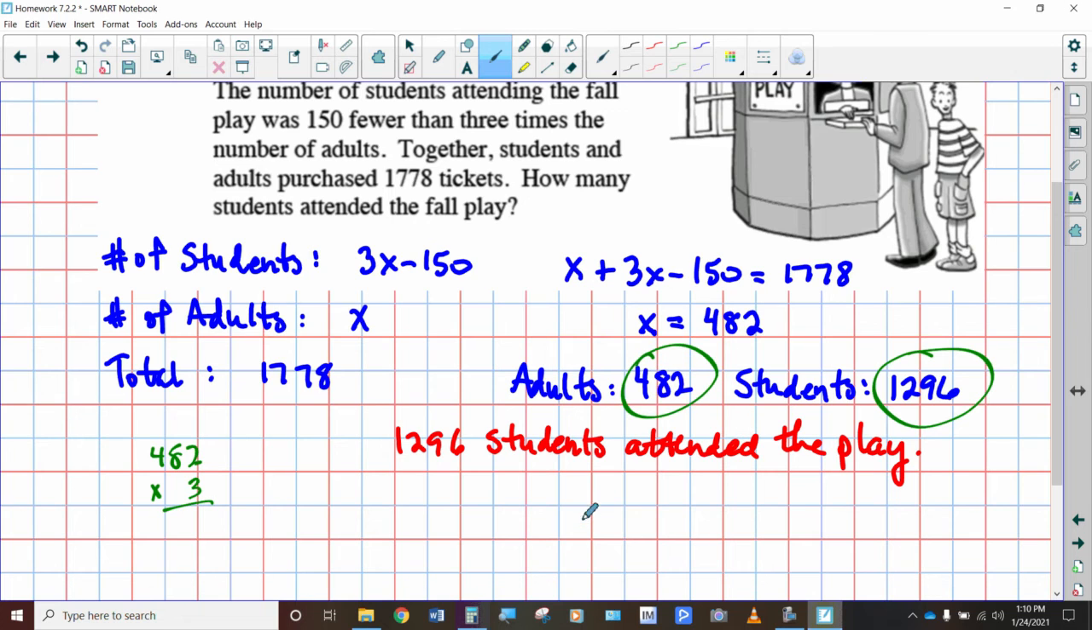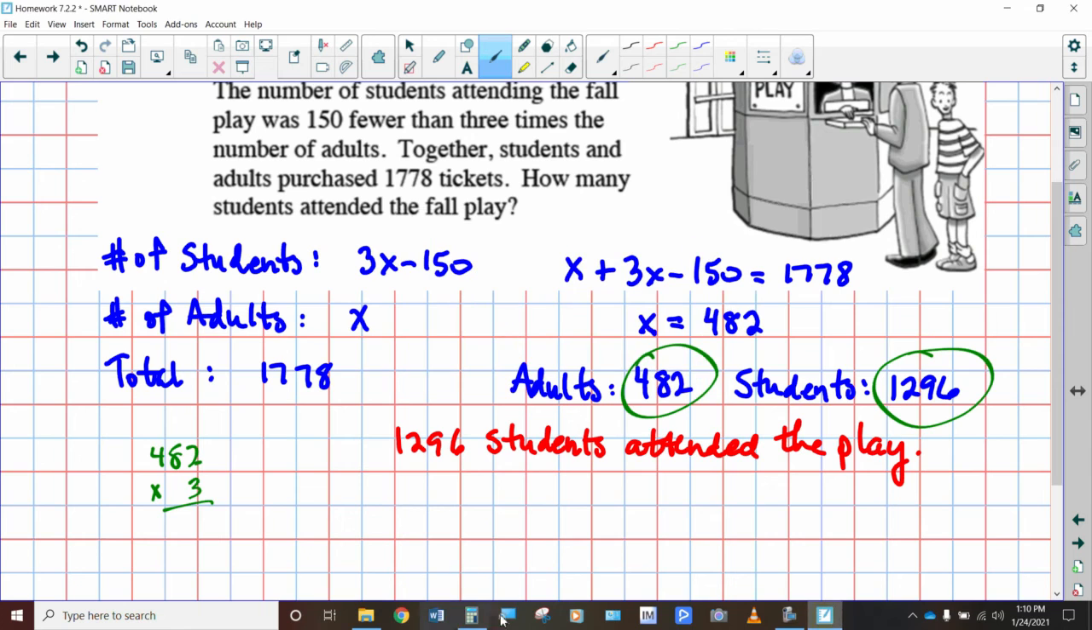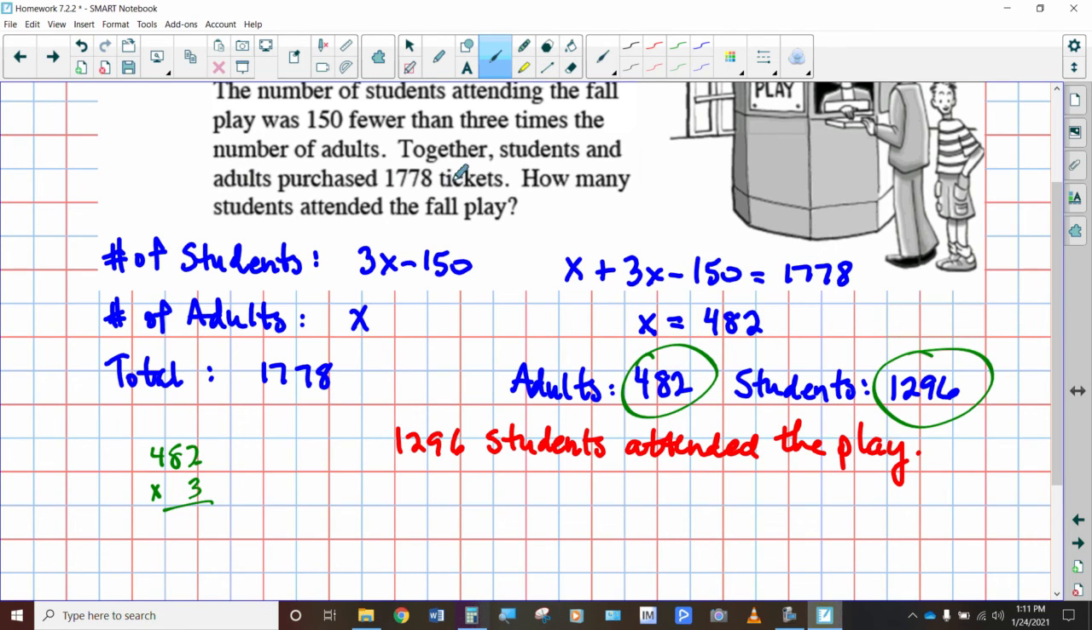So when you add those two together, if I indeed get 1778 by adding 482 to 1296, then I have checked my answer and I've made my decision according to the 5D process, and I can now declare my answer. How many students attended the play? 1,296 students attended the play is the complete answer.